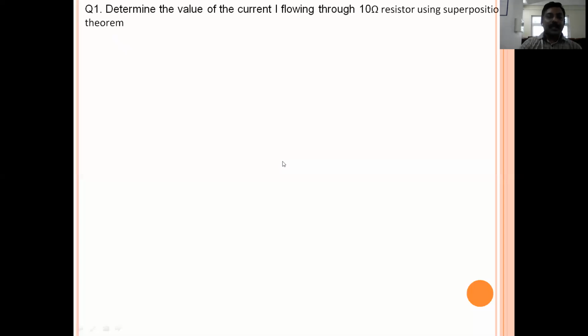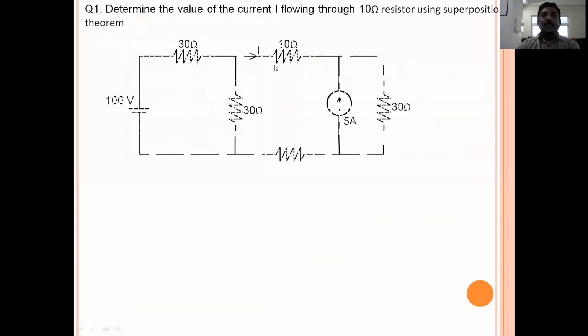So let's come to an example problem. The question is, determine the current flowing through a 10 ohm resistor using the superposition theorem. This is the given circuit, and this is the 10 ohm resistor, and the current is also marked as I in this direction. We need to find the current flowing in this direction through this 10 ohm resistance using the superposition theorem.